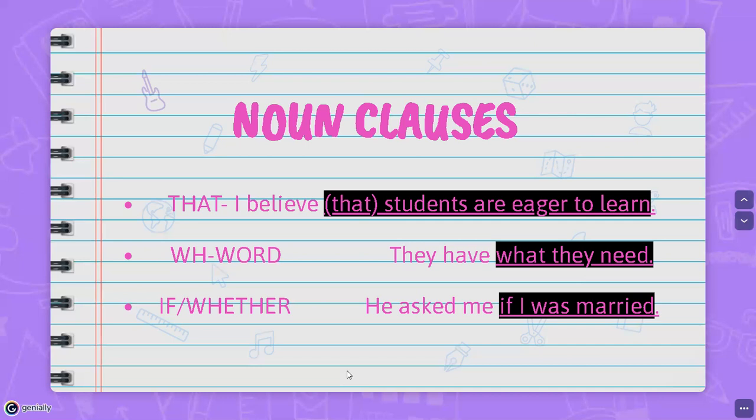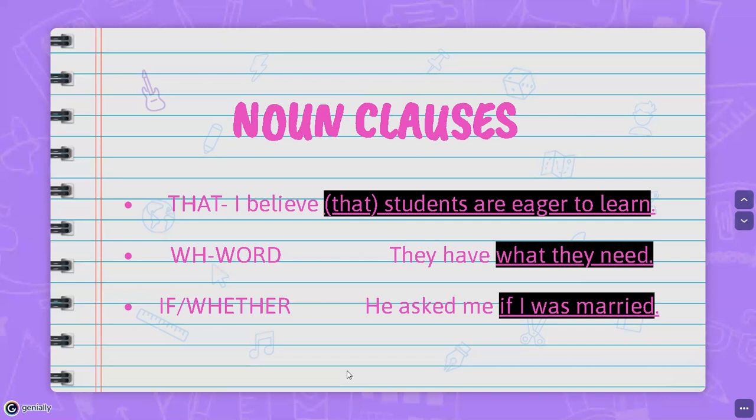Okay, the other possibility is to find a WH word introducing the noun clause, as in the example, they have what they need. The third possibility is having if or whether, these subordinating conjunctions. In this example, he asked me if I was married. If I was married is a noun clause.